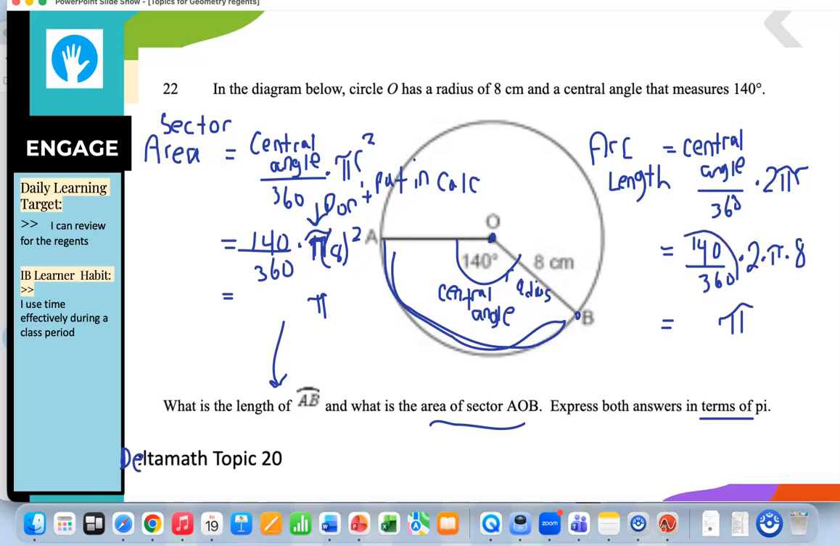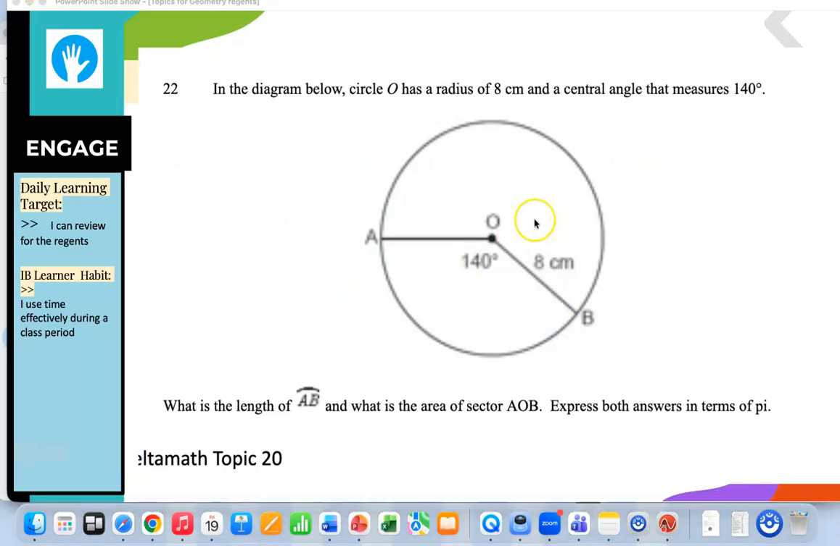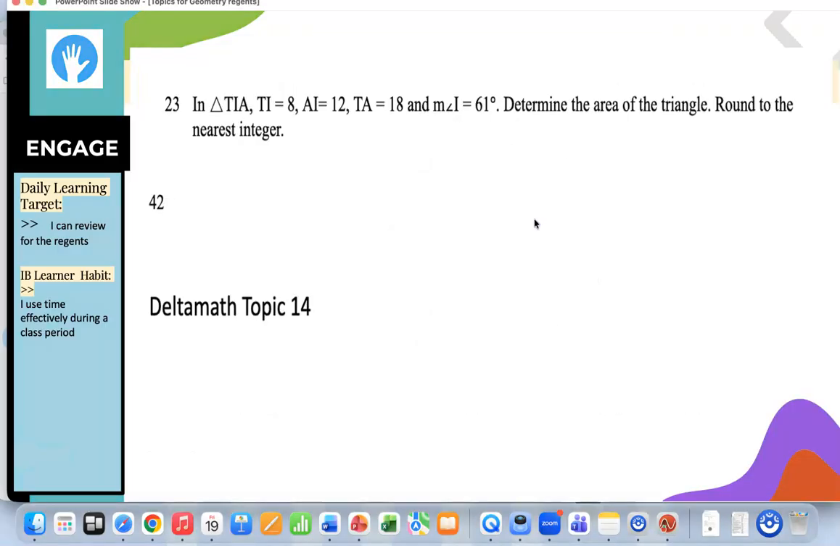So basically you're putting this times 2 times 8. I'm going to just box and circle what you're going to be putting in the calculator. 140 times 2 times 8, and then 140 divided by 360 times 8 squared. You're putting those two things in the calculator only. All right, and then that would lead to your answer. All right, so we're going to get into the next question.